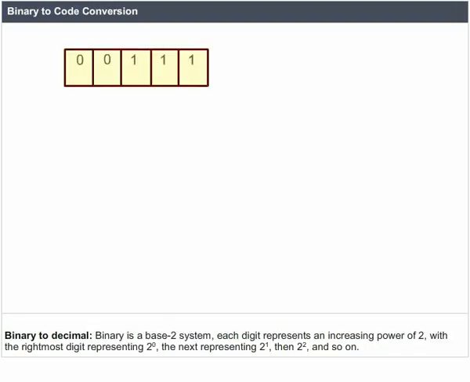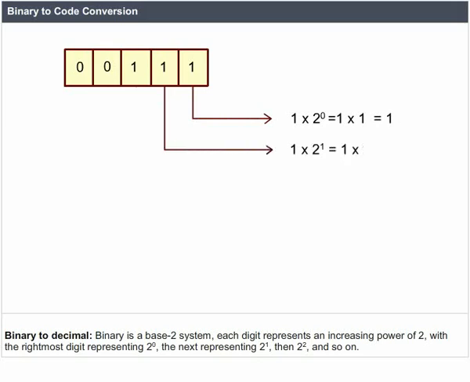Binary to code conversion. Binary to decimal. Binary is a base 2 system. Each digit represents an increasing power of 2, with the rightmost digit representing 2 to the power 0, the next representing 2 to the power 1, then 2 to the power 2, and so on.